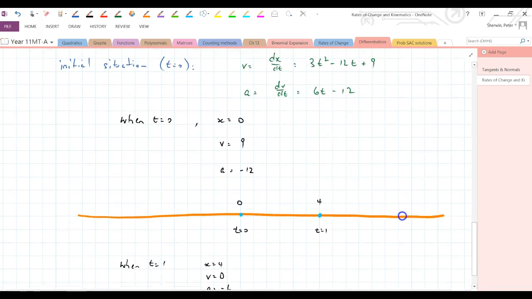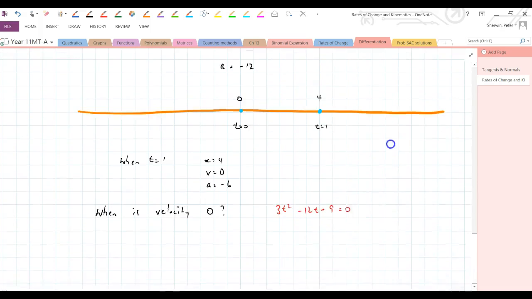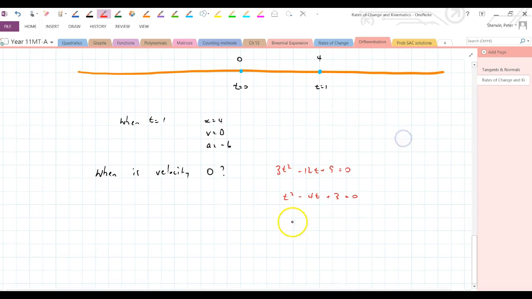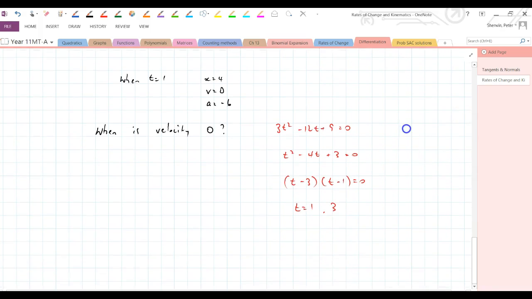Solving that equal to 0. 3t squared minus 12t plus 9 equals 0. Divide through by 3: t squared minus 4t plus 3 is equal to 0. And factorise this, so it's (t minus 3)(t minus 1) is equal to 0. So t is equal to 1, 3. So after 1 second, the velocity is 0, and then again after 3 seconds, the velocity is 0.